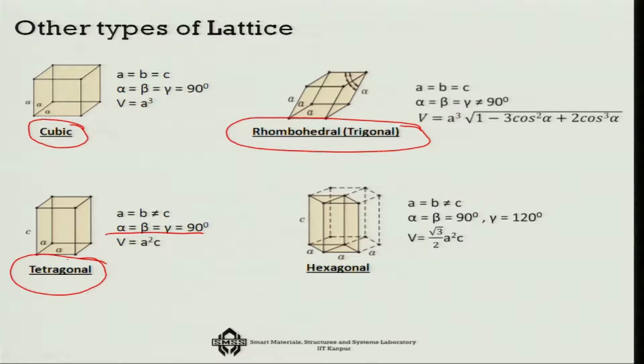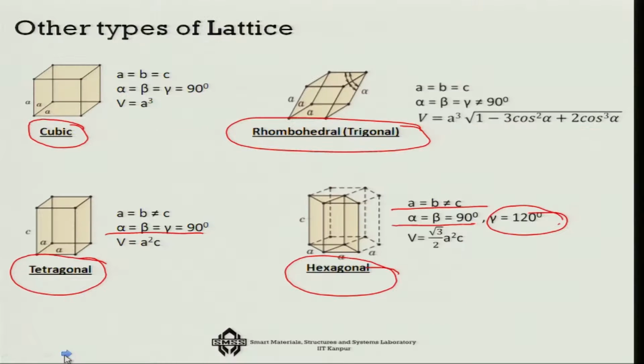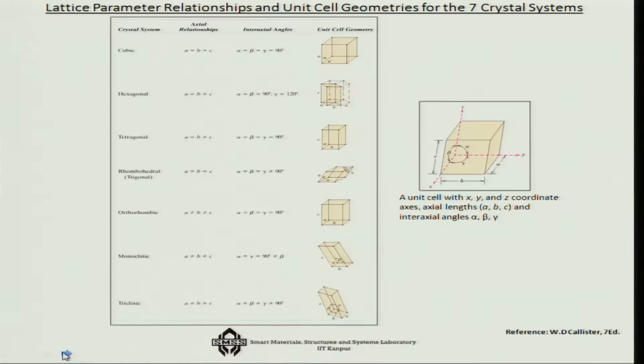And what if A and B are equal, but they are not equal to C, just like tetragonal, and alpha and beta are 90 degrees, but gamma equals 120 degrees? Then you get a structure which is known as hexagonal lattice structure. So, at least we have defined 7 structures. That means triclinic, monoclinic, orthorhombic, cubic, rhombohedral or trigonal, tetragonal and hexagonal structure. So, these are the 7 basic crystal systems, that is what it is called.